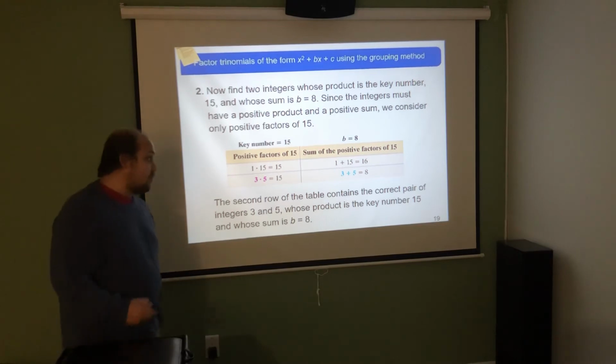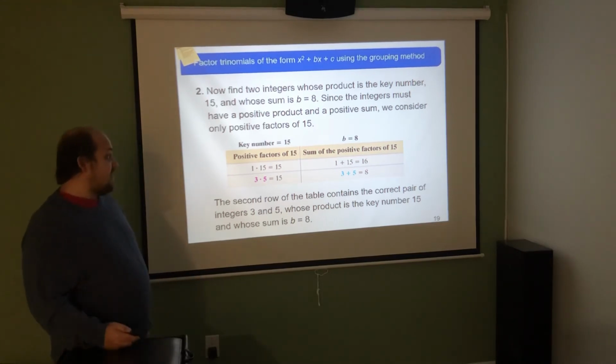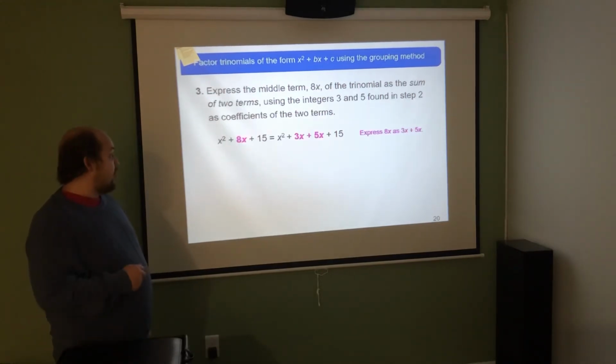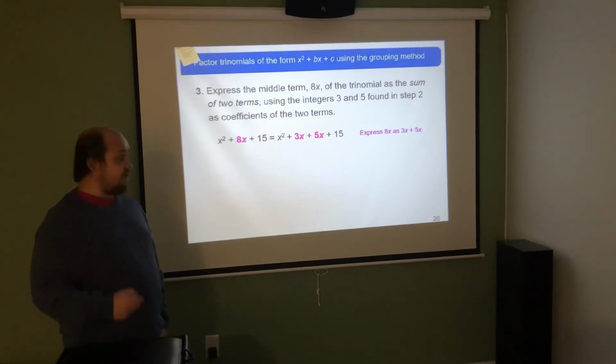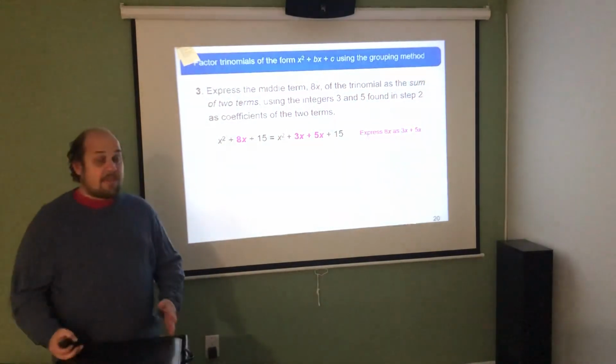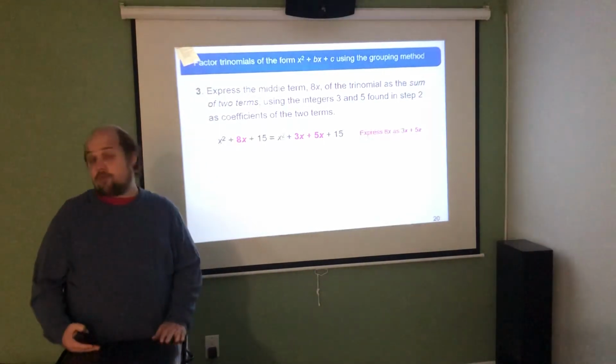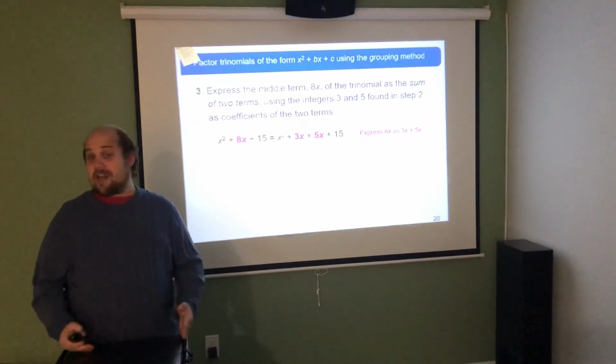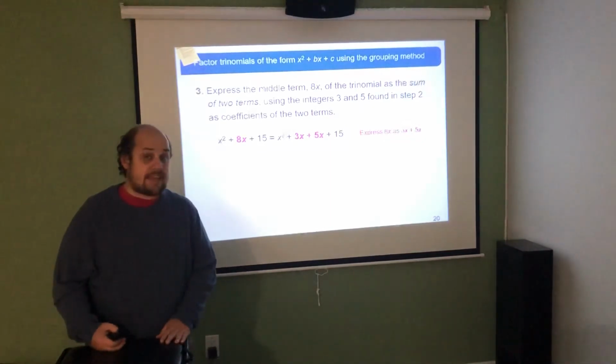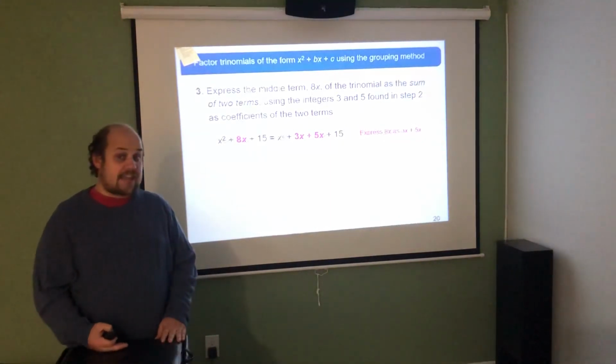So what I can do once I know that it's 3 and 5 is I can break up the middle term. Instead of writing it as x squared plus 8x plus 15, I can write it as x squared plus 3x plus 5x plus 15. So I haven't mathematically changed anything. It used to be an 8x, now it's 3x plus 5x. 3x plus 5x would get me right back to 8x if I wanted it to.